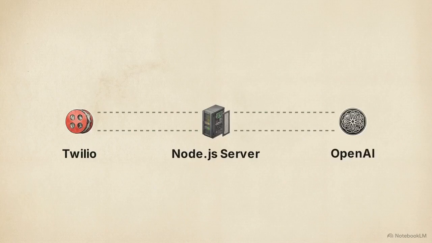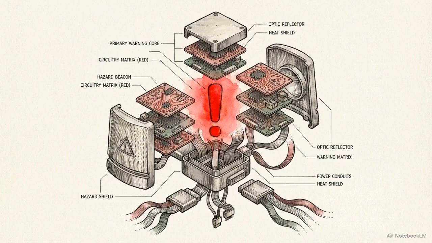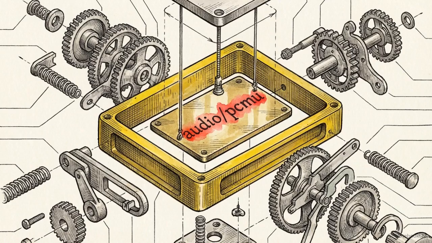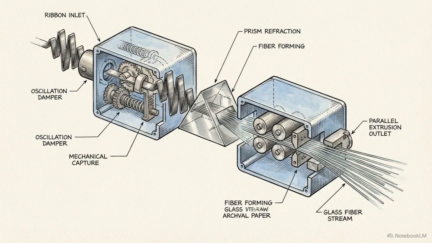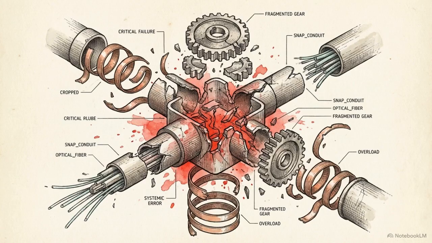Warning: a common point of failure is a silent connection. This happens if you fail to enforce the strict audio/PCMU output format in your code, which must match Twilio's expected encoding. Mastering this bidirectional format conversion is what makes a real-time conversation possible. If the encoding and decoding don't happen perfectly in the proxy, the audio stream will break.